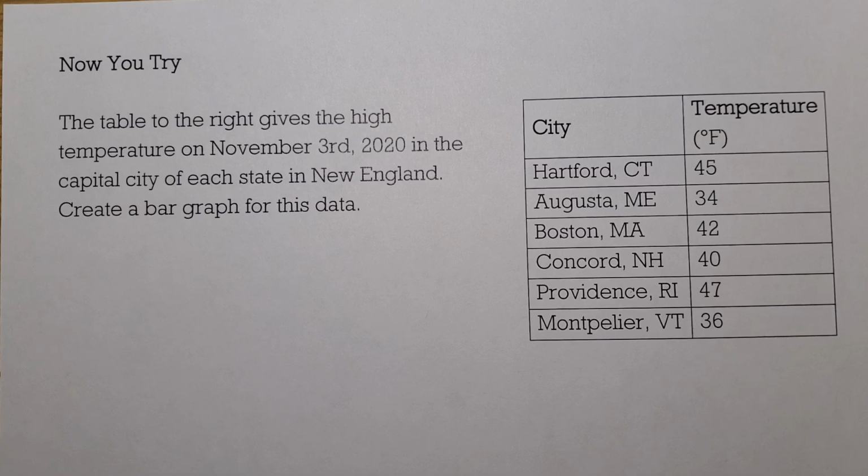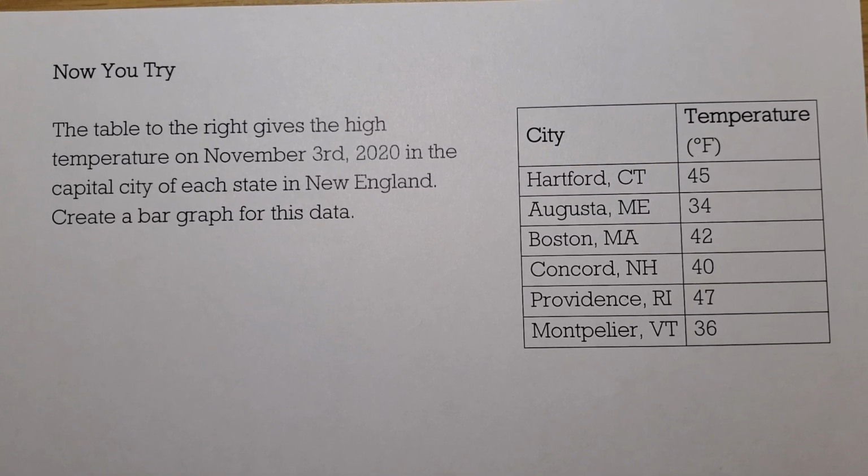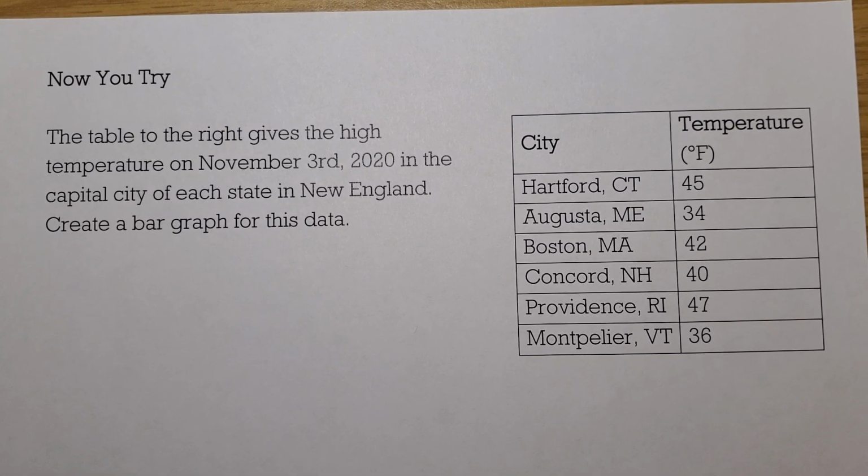So here's the Now You Try problem, and you're going to be graphing some temperatures for a variety of cities in New England. In the next video, we'll be making another number line, and that number line is going to have decimal numbers instead of whole numbers. So, looking forward to seeing you in that one.